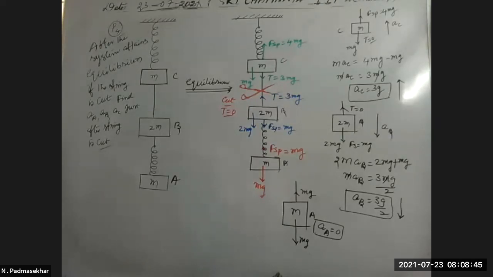So the acceleration of block A is equal to 0, the acceleration of block B is equal to 3g by 2, and the acceleration of block C is equal to 3g, when the string is cut.